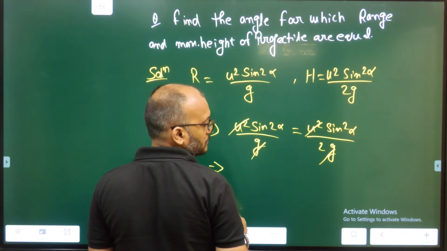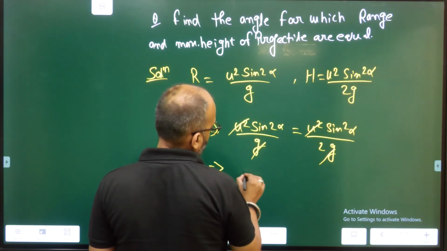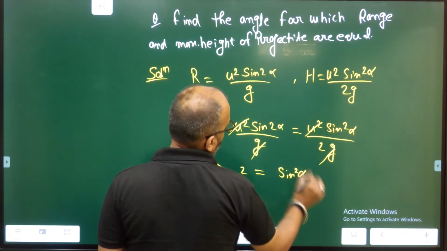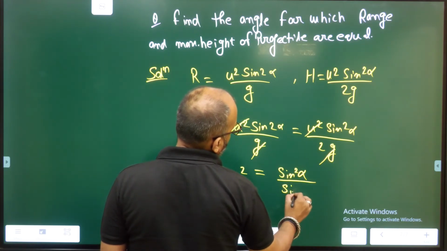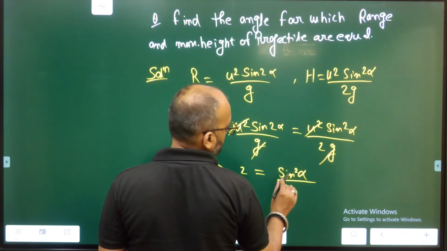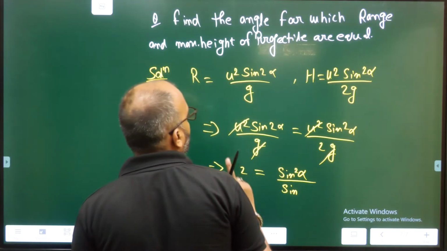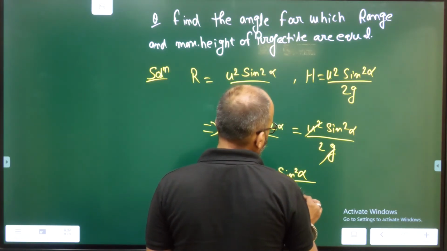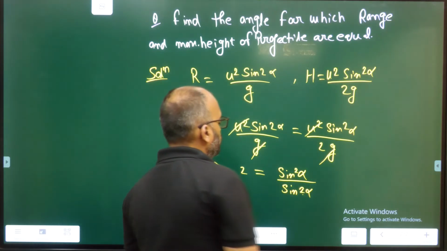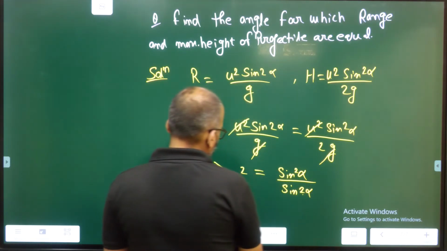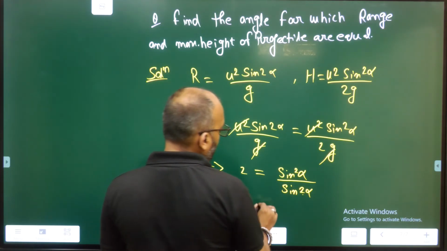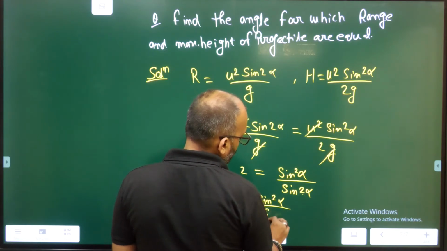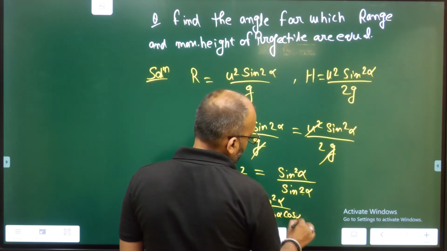Right? Moving to the other side, here you have sine square alpha, and 2 upon sine 2 alpha. Now what is sine 2 alpha? Sine 2 alpha is 2 sine alpha cos alpha.